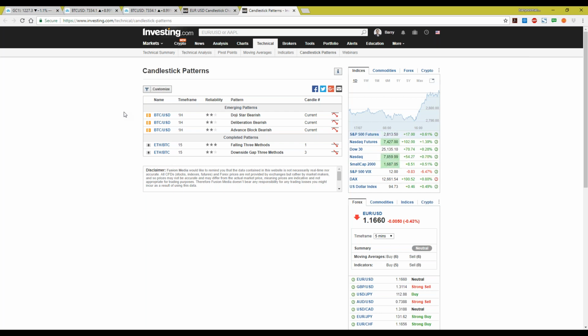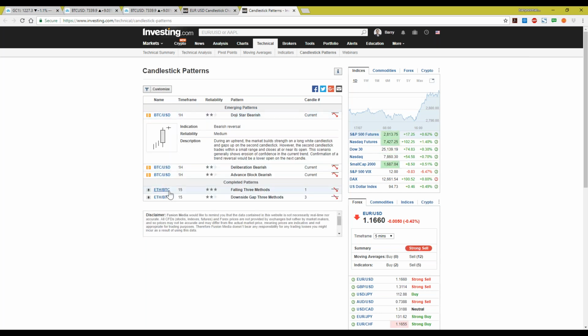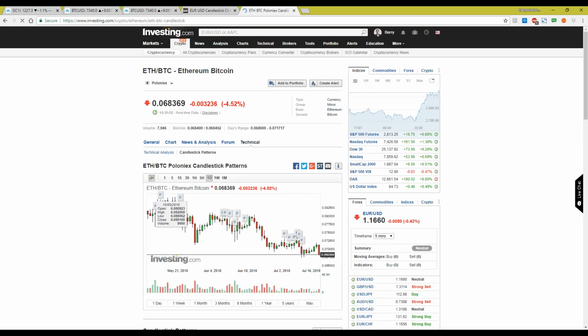So we can see in Bitcoin US dollar, we just had a doji bearish star, and the asset is expected to go down. In Ethereum Bitcoin, we just had 3 falling soldiers, and there we go. We can look at it on the charts, and then all we have to do is put it on our own charts. So these are some ways to easily incorporate candlesticks into your trading.